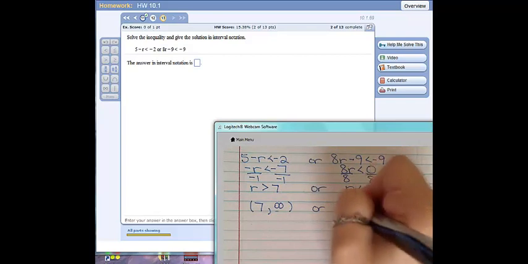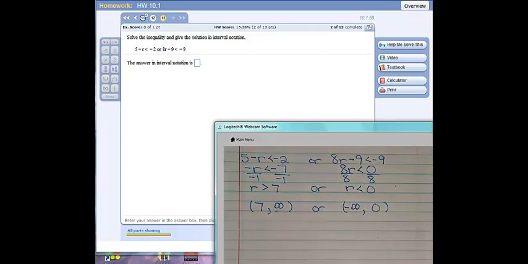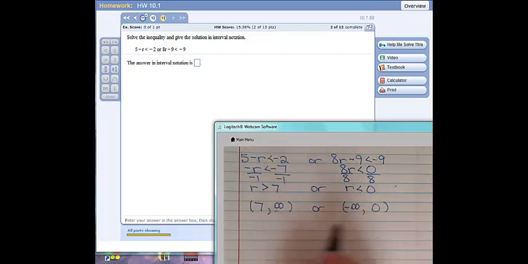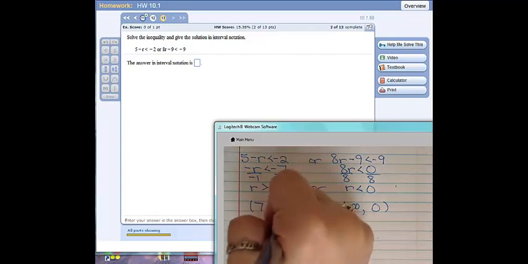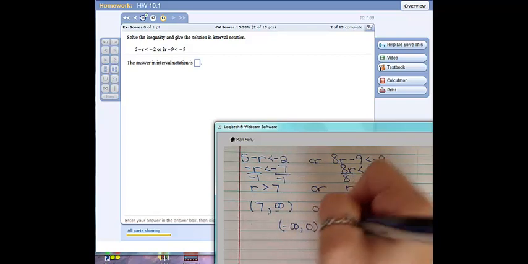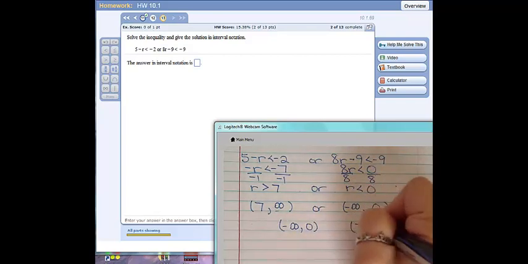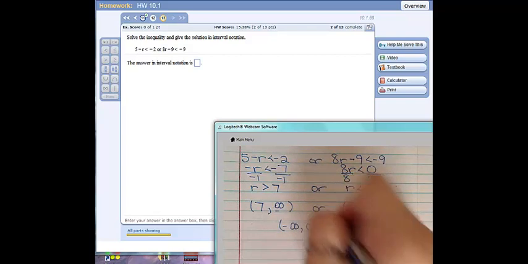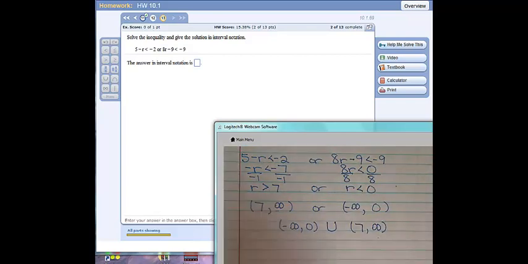Now the way I have this written right now is kind of backwards from how we would usually do it. We would write the smaller number, or the smaller set, on the left side. So we're going to write it as negative infinity to 0. And then we'd write our 7 to infinity. So it's either going to be in this section or it's going to be in this section. And I told you or means union. So this is what we need to type in our answer box.